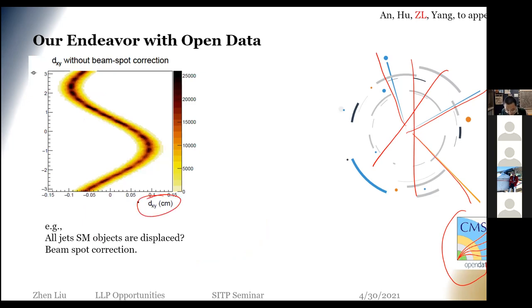The standard model should give you zero. The standard model should look like this. But the data give us this. It looks like all the standard model particles they collected are already displaced from the origin. What's happening? They didn't even apply a beam spot correction to the raw data, so we had to dig into the documentation to understand the offset between the center of the beam spot and the center of their coordinate system, to realize there's a fake displacement in the data.